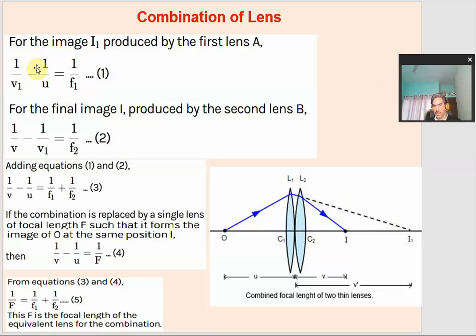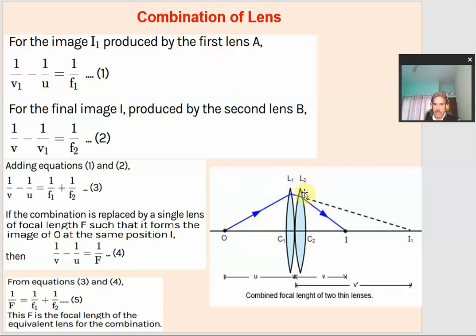Lens equation, let me recall it, is nothing but the relationship between the object distance, image distance and focal length of the lens. So here V1, we are taking the distance of this point I1 from the lens L1 as V1. So it is 1 upon V1 minus 1 upon U, which is equal to 1 upon F1, where F1 is the focal length of the first lens and F2 is the focal length of the second lens, right? So this is the lens equation for the first lens.